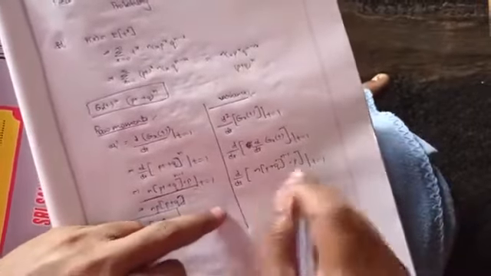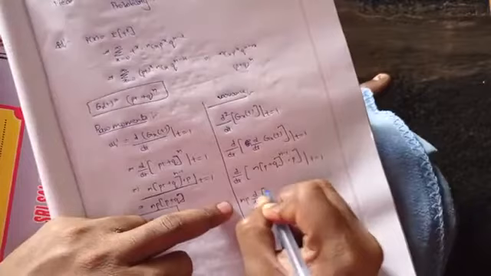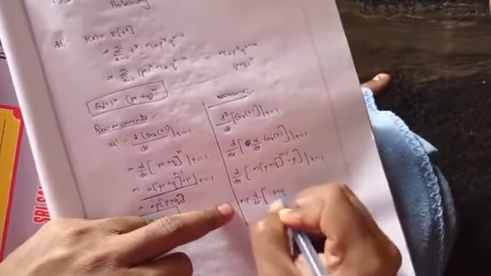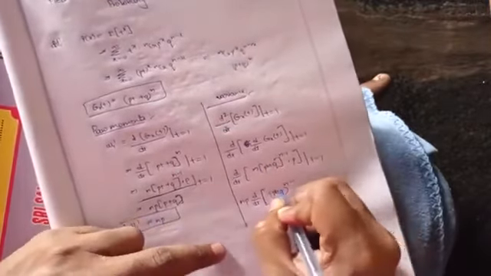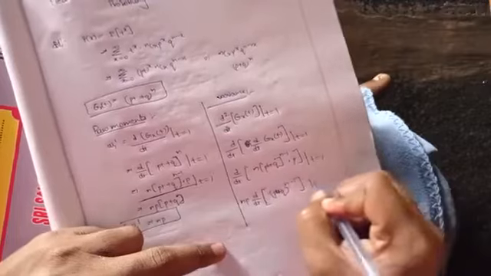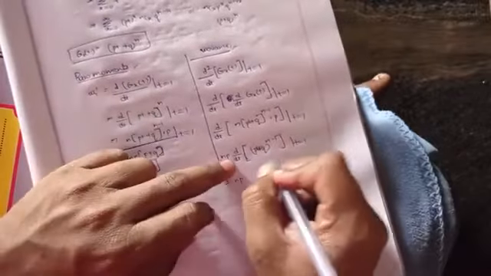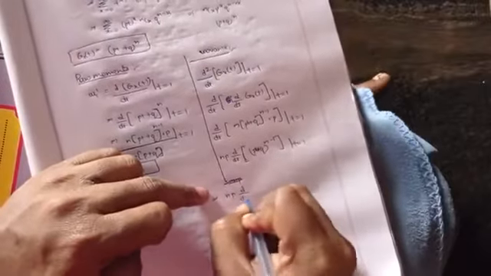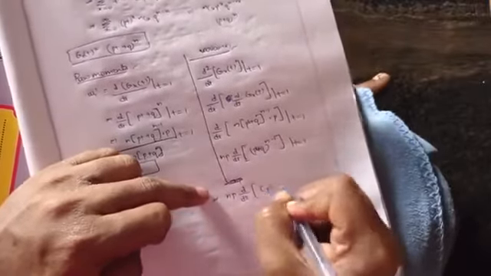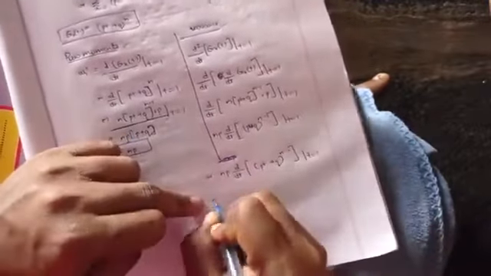Now what are the constant terms? np is the constant term, so take np outside. So np d by dt of (pt plus q) power n minus 1 such that t equals 1. Sorry for that, let me go slow and write this step again. So we have to differentiate it.